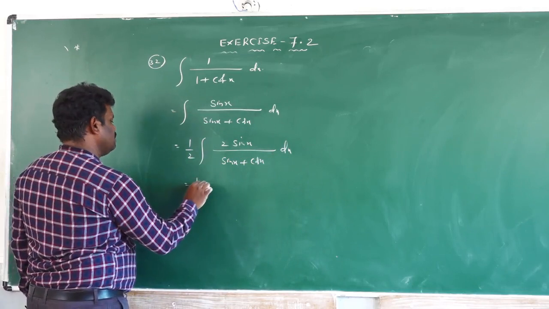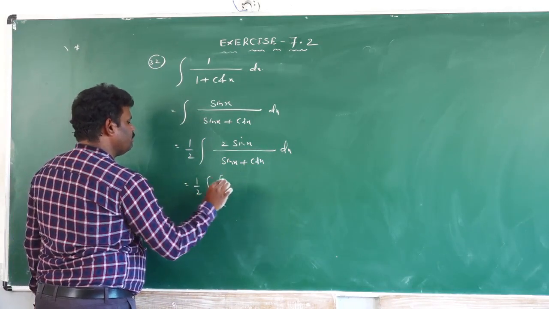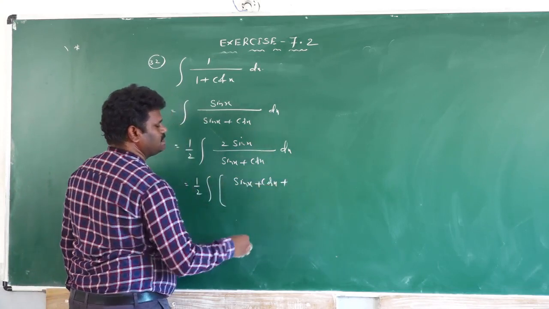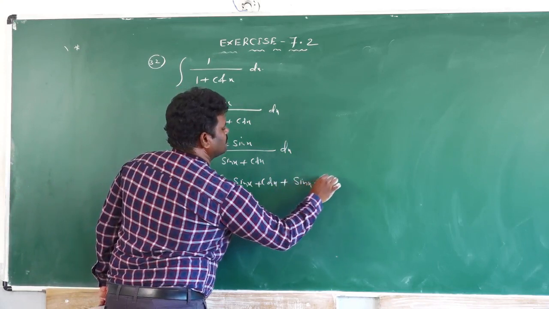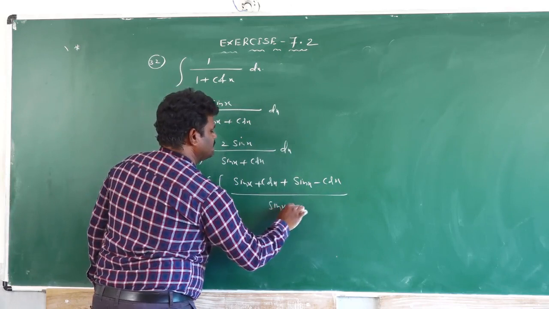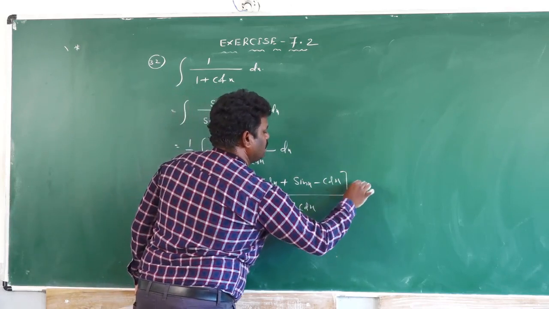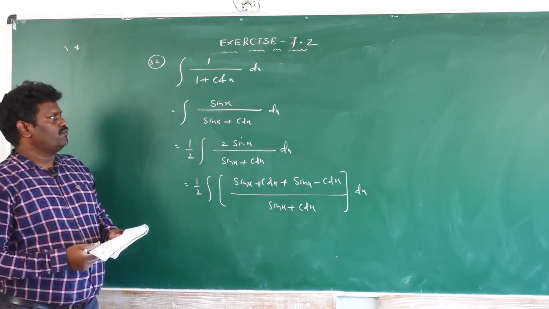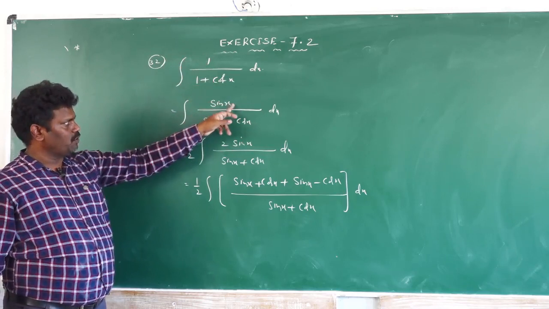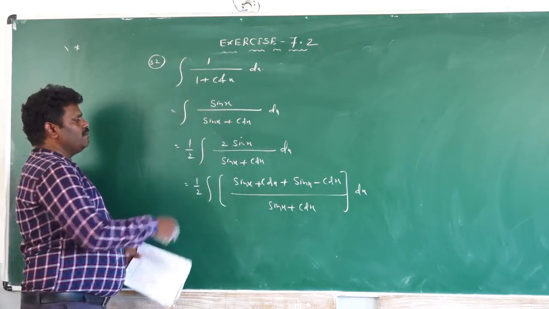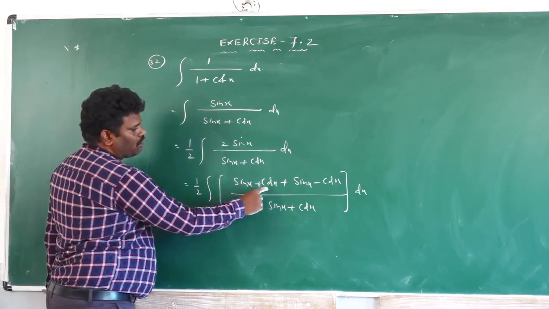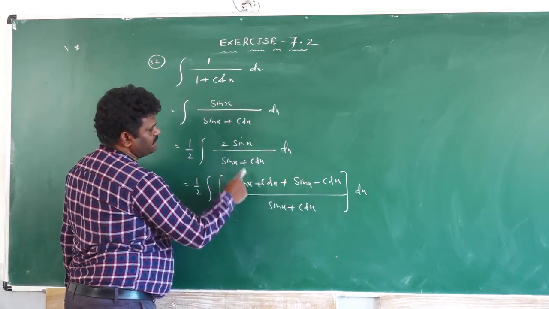Again, if you write this value, 1 by 2 integral of 2 sin x, that is sin x plus cos x, plus, again, sin x minus cos x, divided by sin x plus cos x, into dx. So first, cot x, convert to cos by sin, then find the LCM, reciprocal, sin by next. Next step, multiplying and dividing by 2, then 2 sin x: add cos x and subtract cos x, sin x plus sin x again 2 sin x.